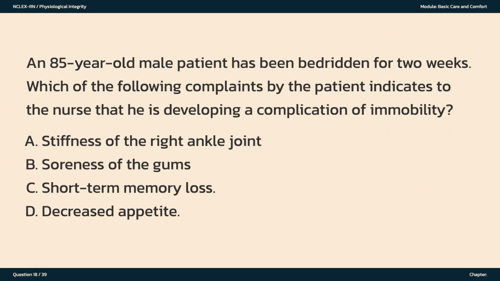An 85-year-old male patient has been bedridden for 2 weeks. Which of the following complaints by the patient indicates to the nurse that he is developing a complication of immobility? A. Stiffness of the right ankle joint. B. Soreness of the gums. C. Short-term memory loss. D. Decreased appetite.